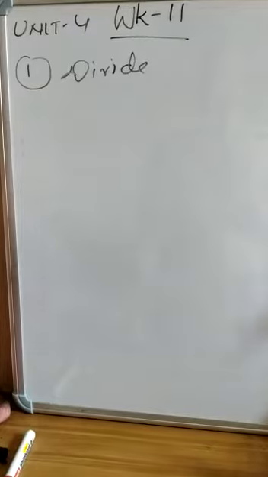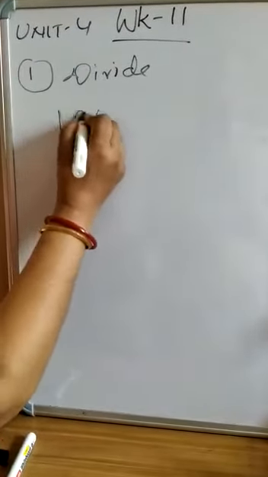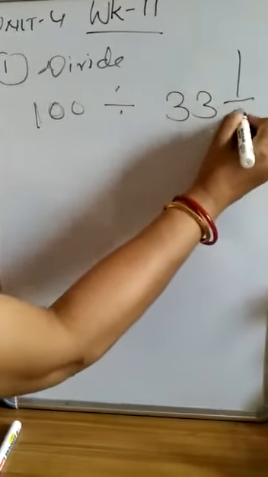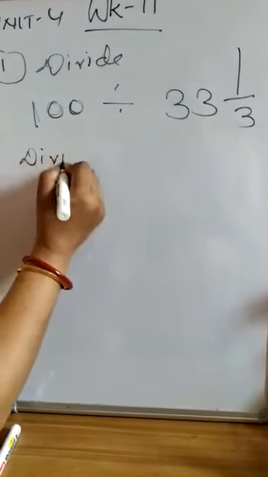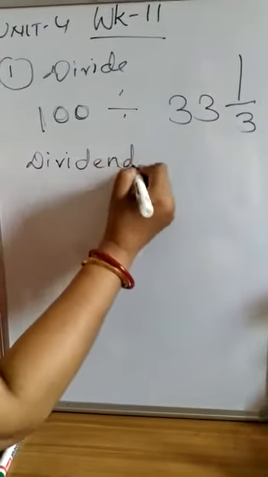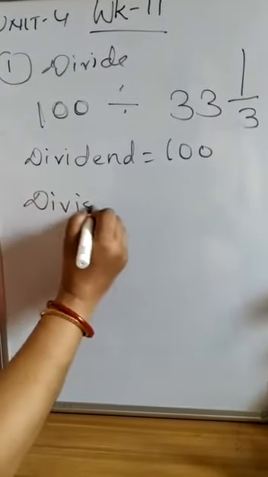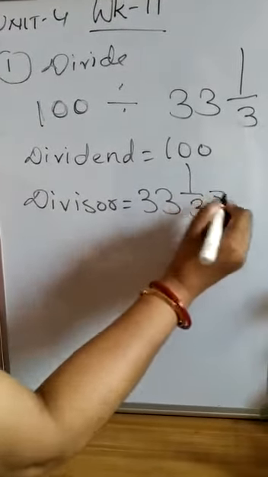Here, the example is 100 divided by 33 1 by 3. Here 100 is a dividend. What is the dividend? Dividend is 100. And what is the divisor? Divisor is 33 1 by 3. So let us change it.